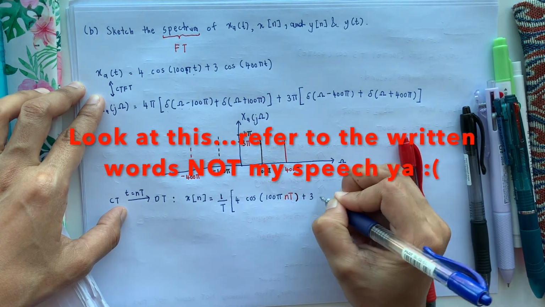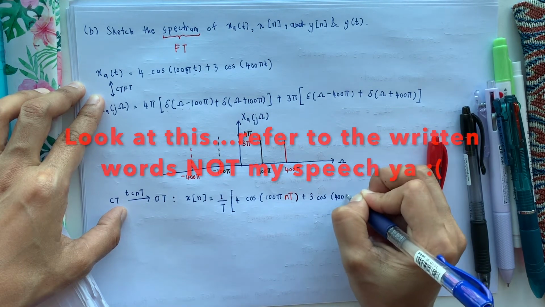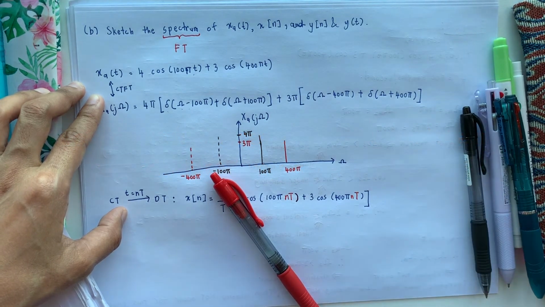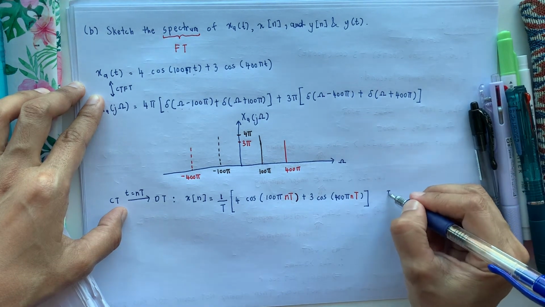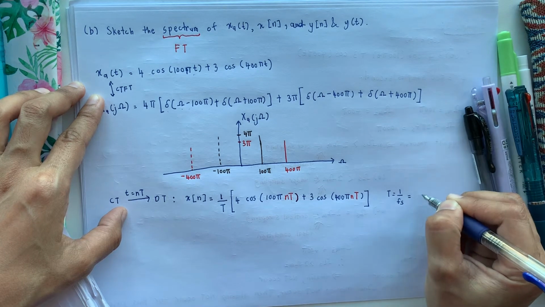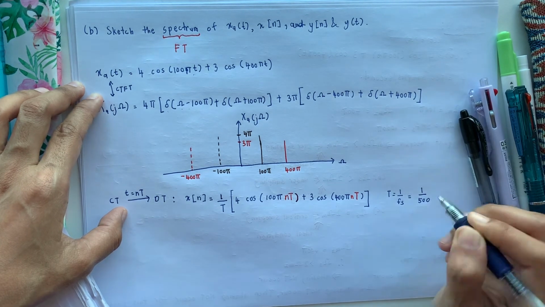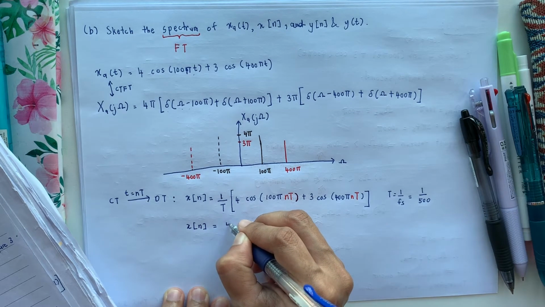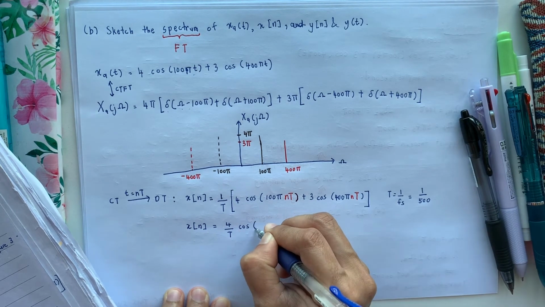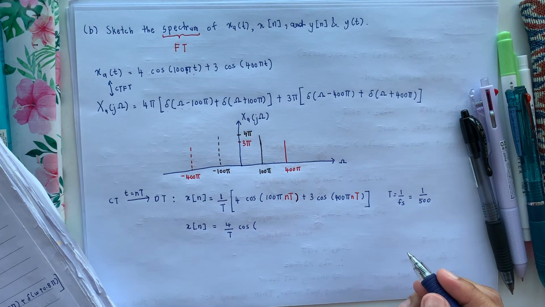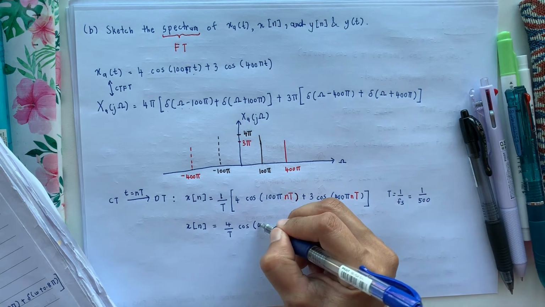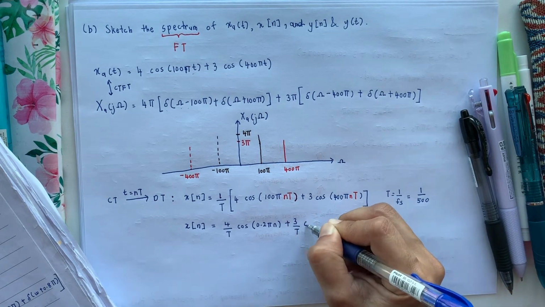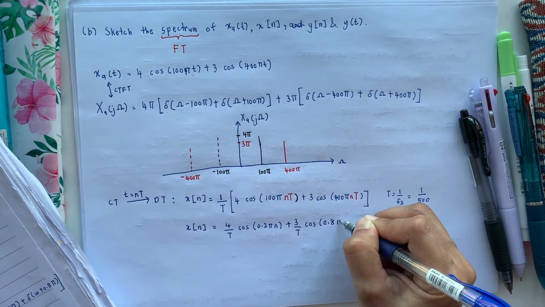Plus 3 cos 400 pi nT. How to get your T? T is equal to 1/Fs, so it is equal to 1/500. Alright, so your s[n] is equal to 4/T cos of 100 pi divided by 500, which is 0.2 pi n, plus 3/T cos 0.8 pi n.